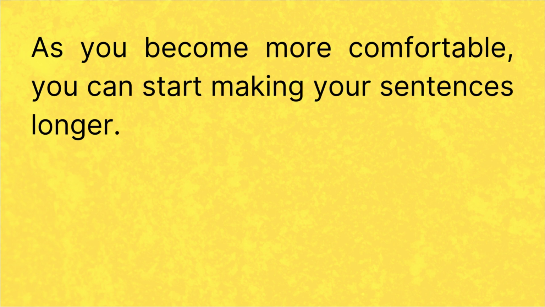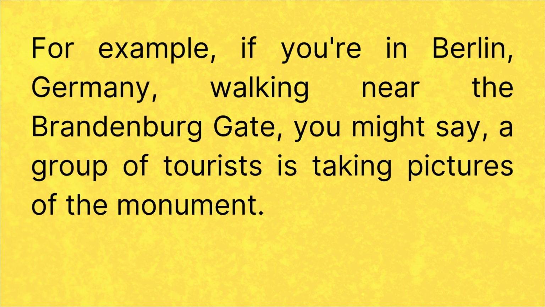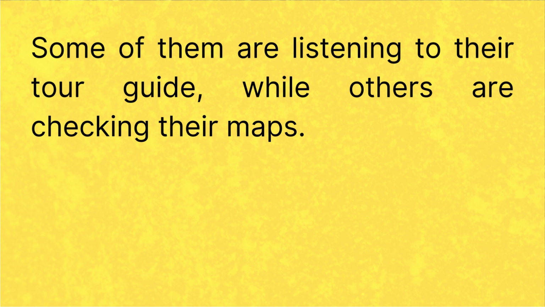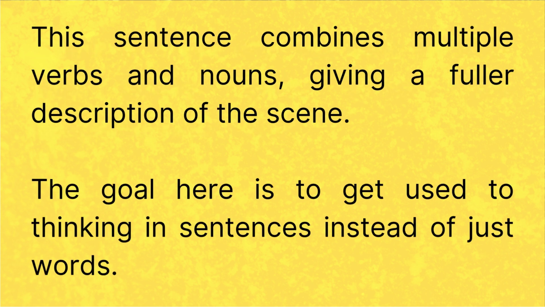As you become more comfortable, you can start making your sentences longer. For example, if you're in Berlin, Germany, walking near the Brandenburg Gate, you might say, a group of tourists is taking pictures of the monument. Some of them are listening to their tour guide, while others are checking their maps. This sentence combines multiple verbs and nouns, giving a fuller description of the scene.